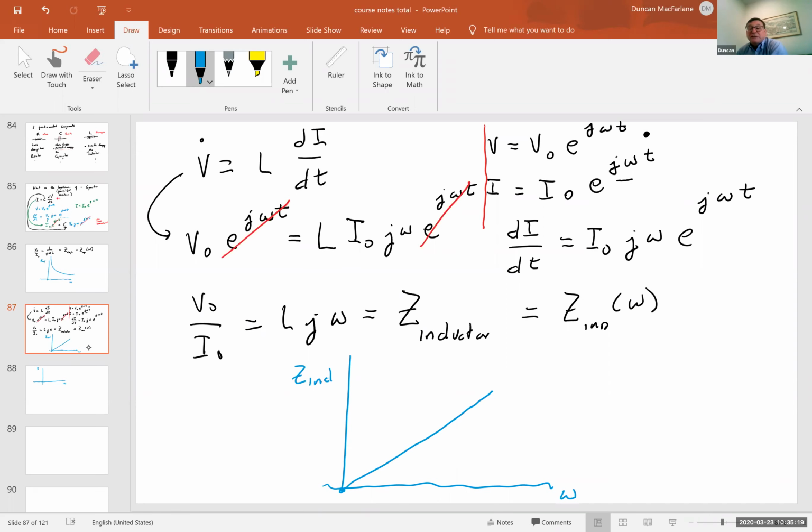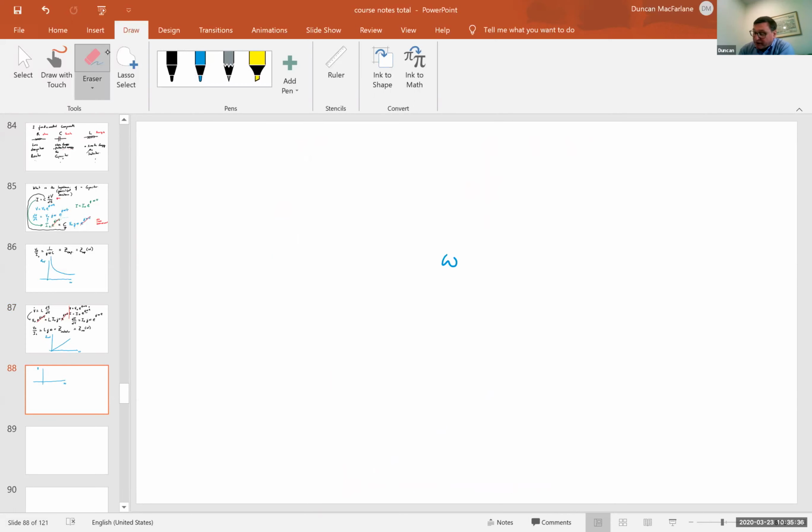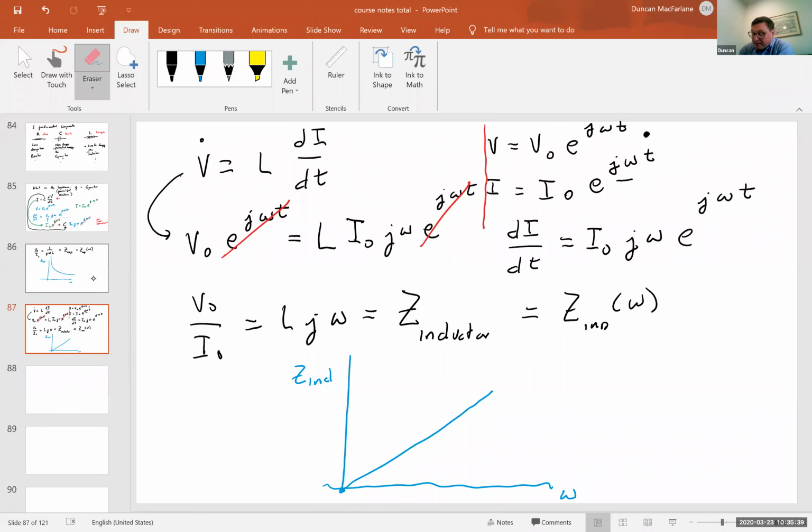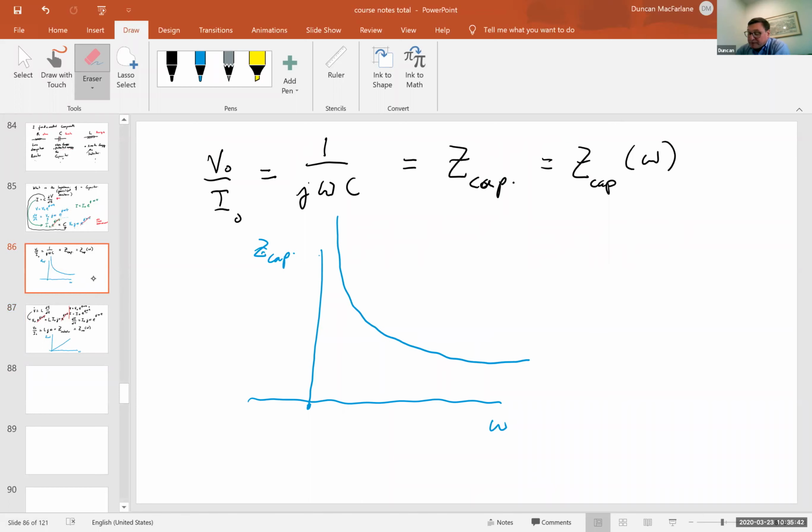So just fun with functions. I've got something that's a function of omega. One is 1 over j omega. One is proportional to j omega. And I've just reminded you of what those curves look like. Okay. And I'm going to draw that a little bit nicer. Notice that at very, very large frequencies, the capacitance impedance goes very, very low.